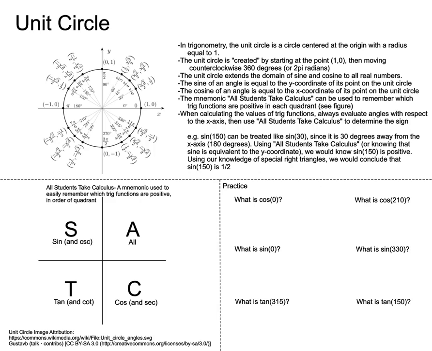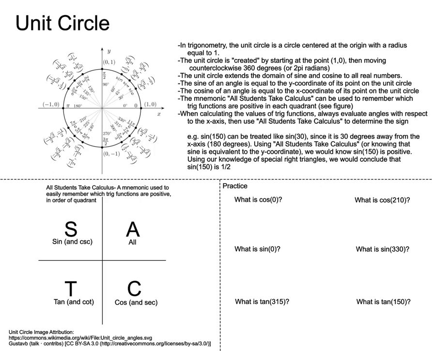You can see in the top left diagram a unit circle with several angles and points mapped out. What the unit circle allows us to do is extend the domain of sine and cosine to all real numbers, rather than just limiting us to between 0 and 90 degrees.